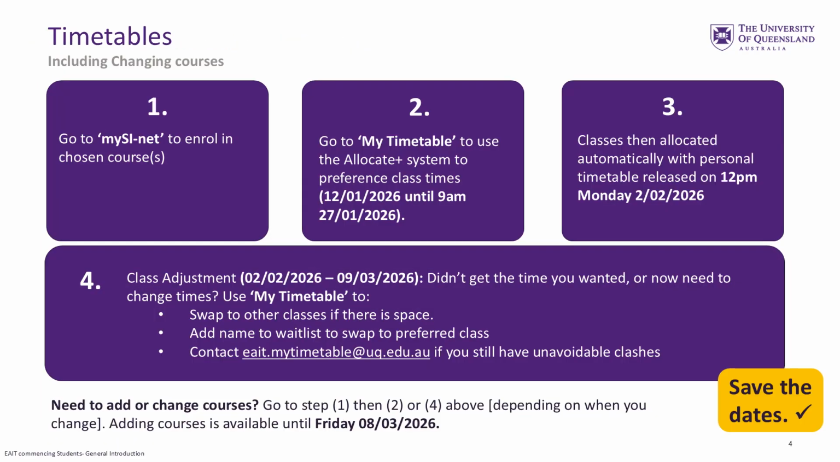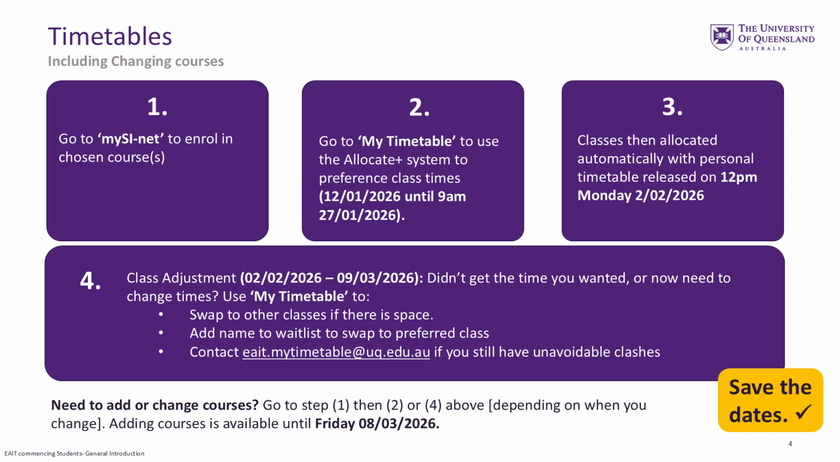So, timetables and changing courses. First of all, there's a key web page which is my.uq.edu.au. You're going to go to My Signet and you're going to enrol in your chosen courses. After you've done that, you're going to go to My Timetable and you're going to use the Allocate Plus system to preference your classes. And you can see the window available to you in the coming semester for when this preferencing can take place. Once preferencing has closed, then step 3 happens.